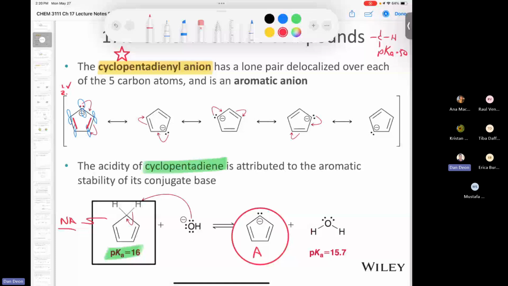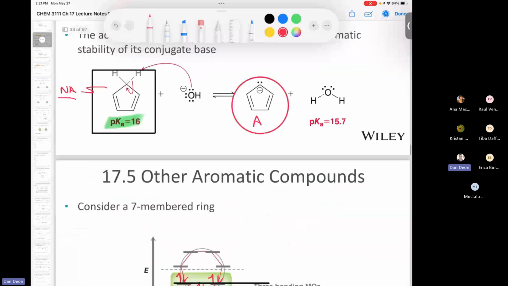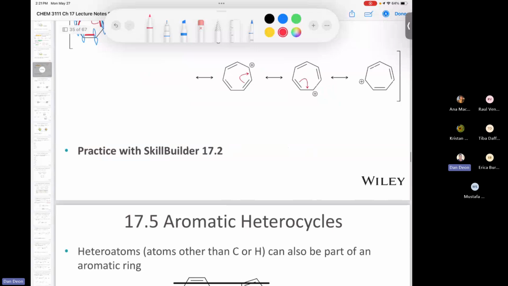Yeah, so we talked about the cyclopentadienyl anion. I asked you to memorize that. It explains why cyclopentadiene is such an acidic compound, because when you abstract a proton, it becomes an aromatic anion. Then we talked about the tropylium cation, and we explained why it is an aromatic cation, and that is a seven-membered ring. And we explained that in terms of Frost circles and in terms of a continuous overlapping system of p orbitals.